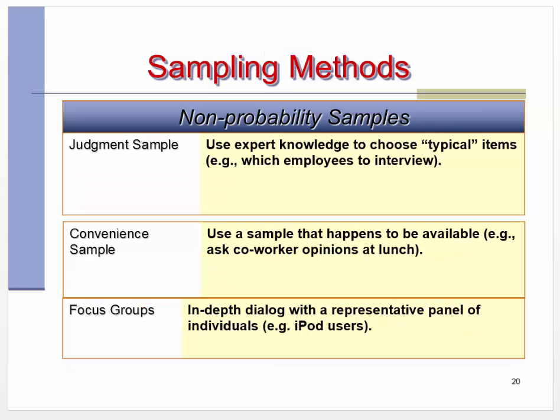A judgment sample is to use expert knowledge to choose typical items. For example, which employees to interview. A convenience sample uses a sample that happens to be available. For example, ask co-workers' opinion at lunch. A focus group is used where an in-depth dialogue with a representative panel of individuals, for example, iPod users, is conducted.